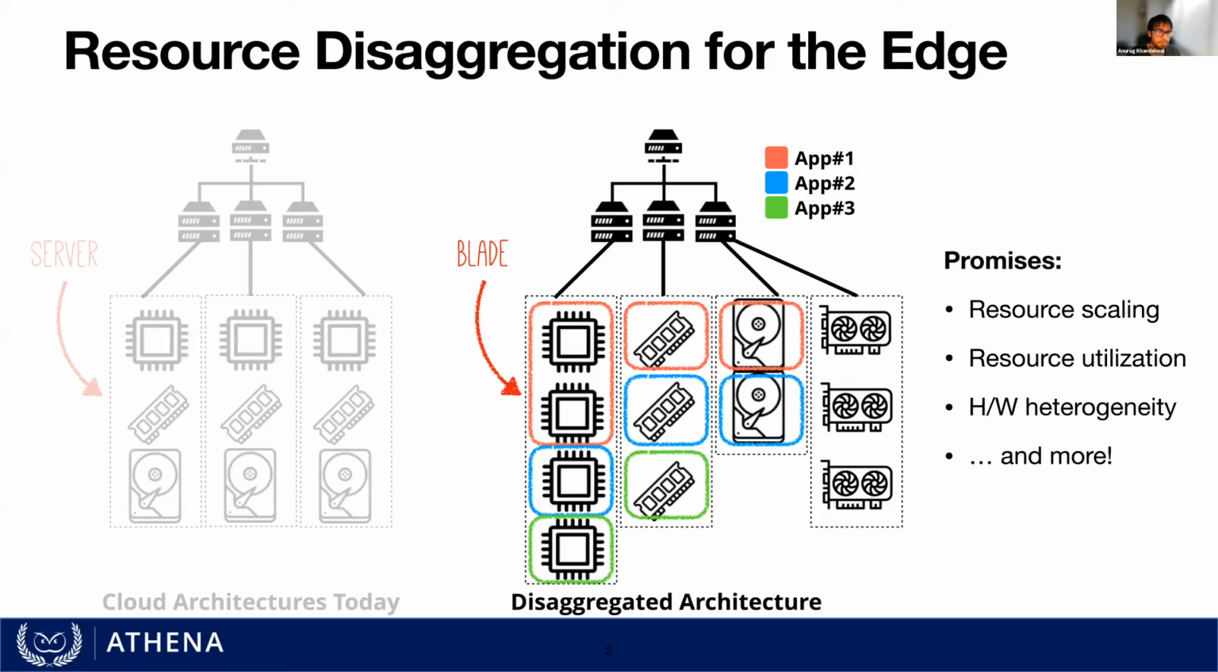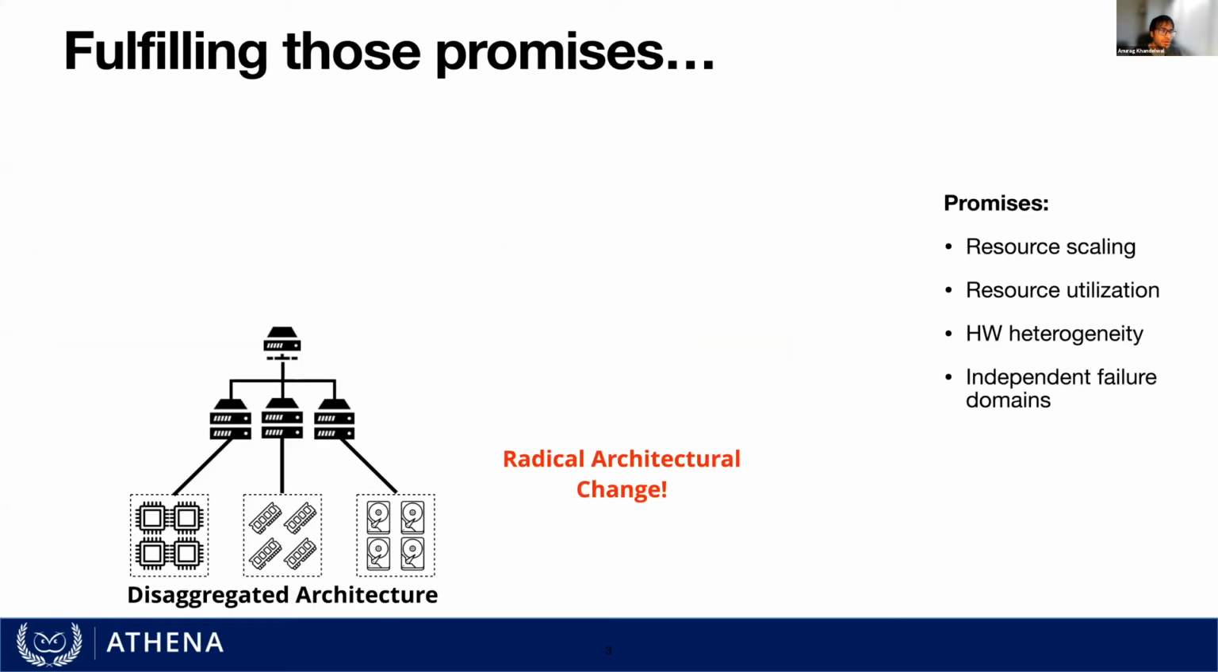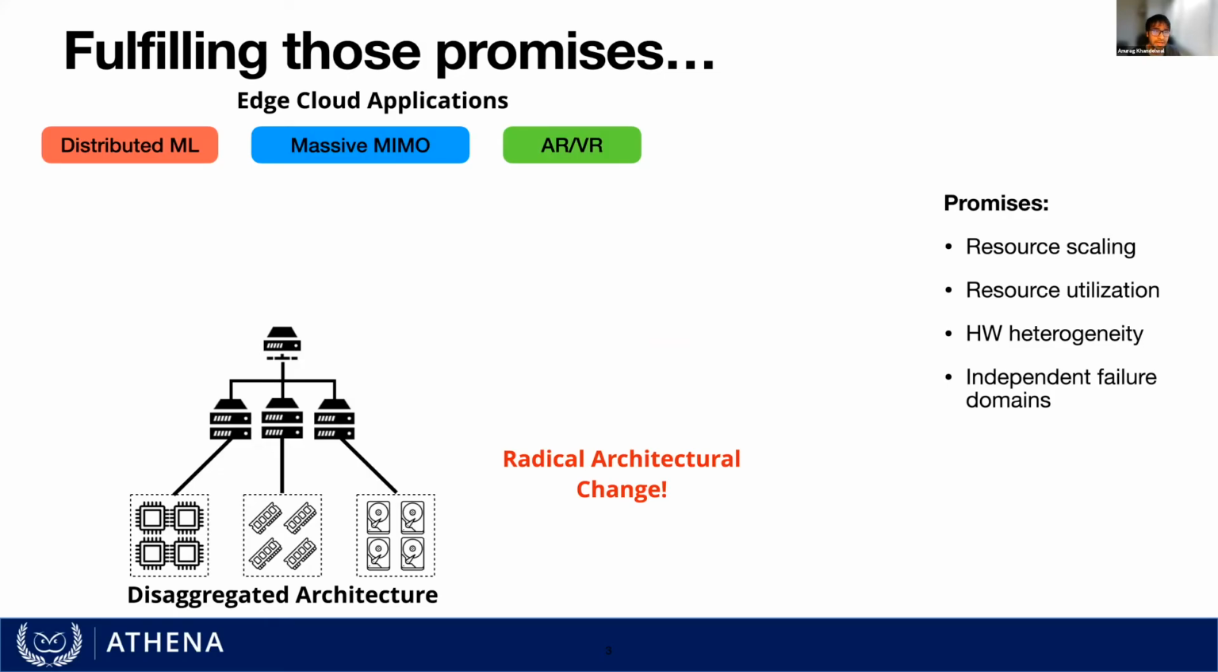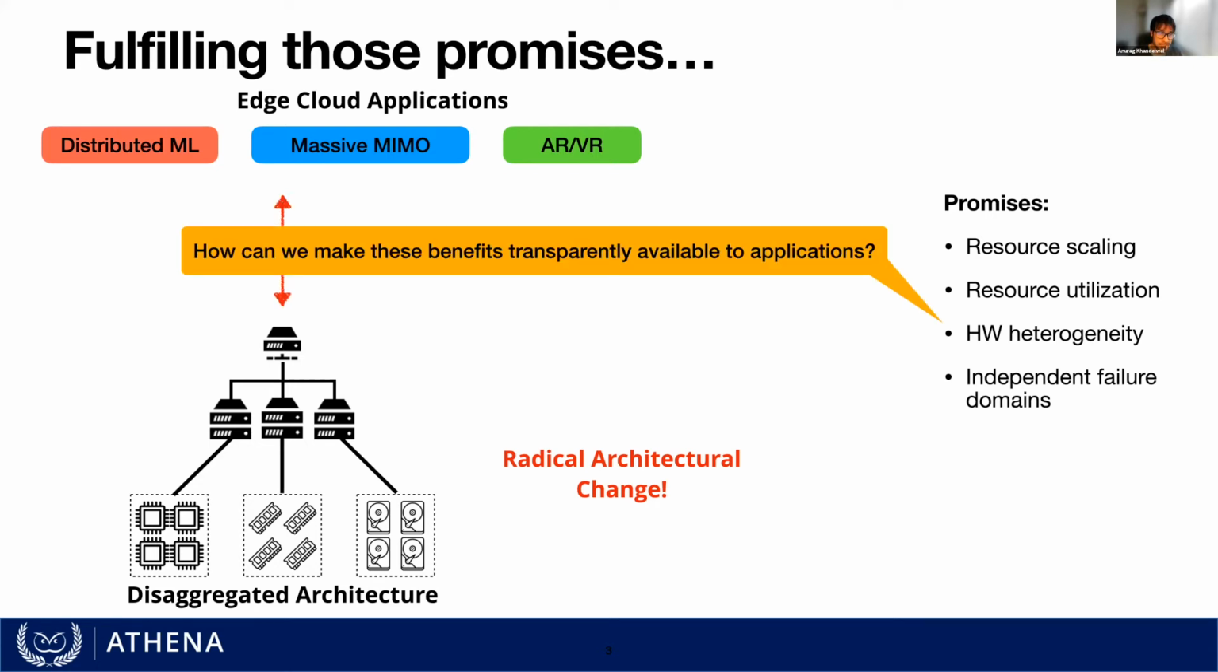But one thing I do want to note is that disaggregation is a radical architectural change, right? If you look at some of the target applications of the Athena project, they've been designed and optimized to run on traditional, server-based architectures, and deploying them on disaggregated architectures would require redeveloping or modifying them significantly to work on these new architectures, right? So the primary research question that we're asking in this particular subthrust is, how can we make these benefits transparently available to applications?